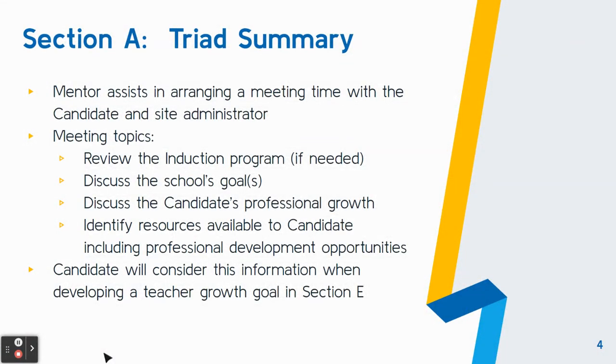Section A is the triad summary. The mentor will help arrange a brief 20 to 30 minute meeting time with the candidate and site administrator to discuss the candidate's professional growth, the school goals for the year, and the resources available to support the candidate in working toward these goals. The mentor may also provide an overview of the induction program if needed.